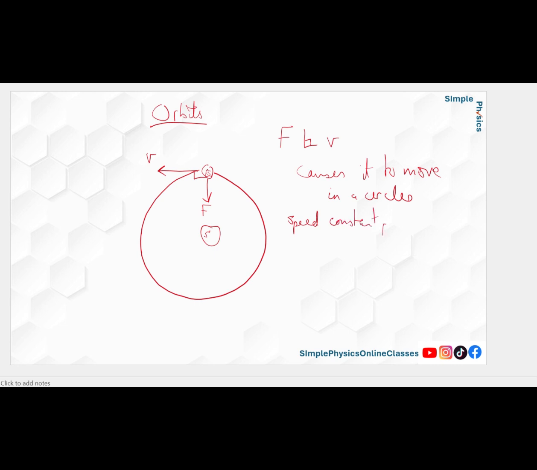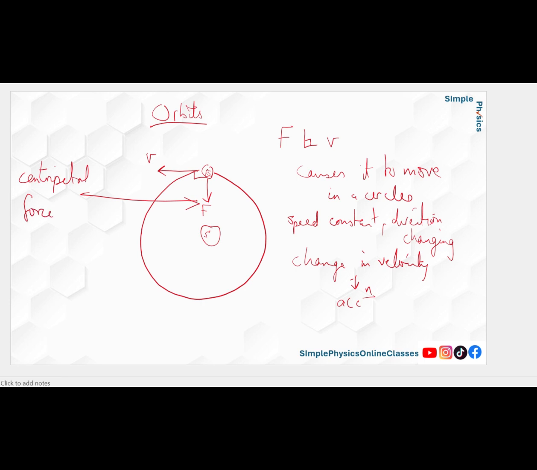Now, the speed is constant, but direction is changing. So if the direction is changing and the speed is constant, then you have a change in velocity, so velocity vector. And if you have a change in velocity over time, that's called an acceleration. Okay, what do we call this force towards the center? That's known as the centripetal force. Okay, so any force that keeps something in a circle is called centripetal force. In this case, the centripetal force is gravity. So they haven't asked about orbits yet, so I'm expecting that.